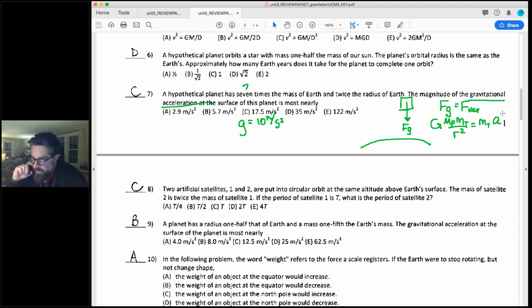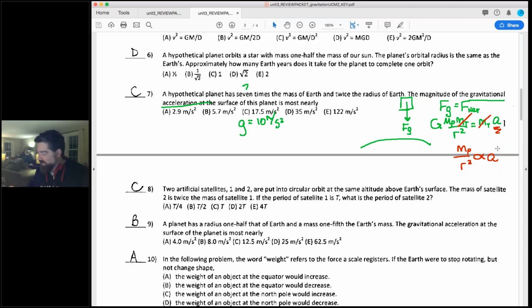So the mass of the thing clearly drops out here. And I'm now left with an expression for acceleration, which is what I'm looking for. So I can see that acceleration is equal to g times the mass of the planet over r squared. Or, if I wanted to be a little more technical, I can say that the mass of the planet over r squared is proportional to a.